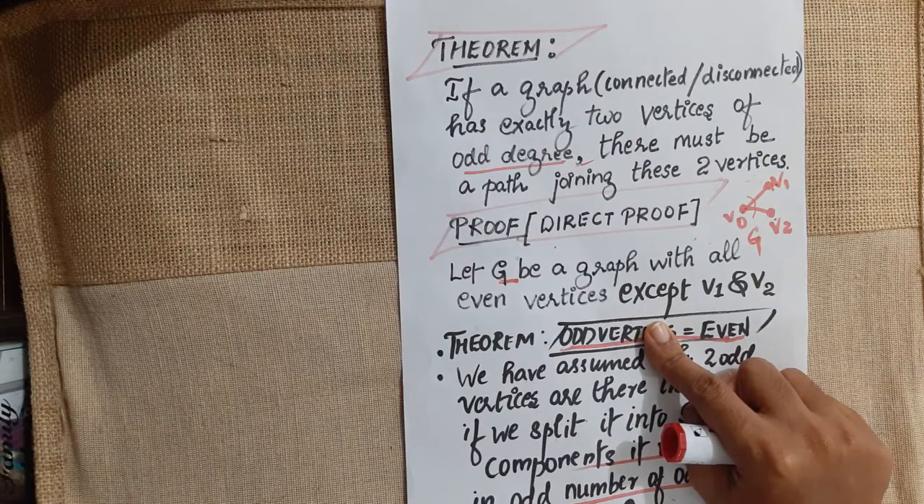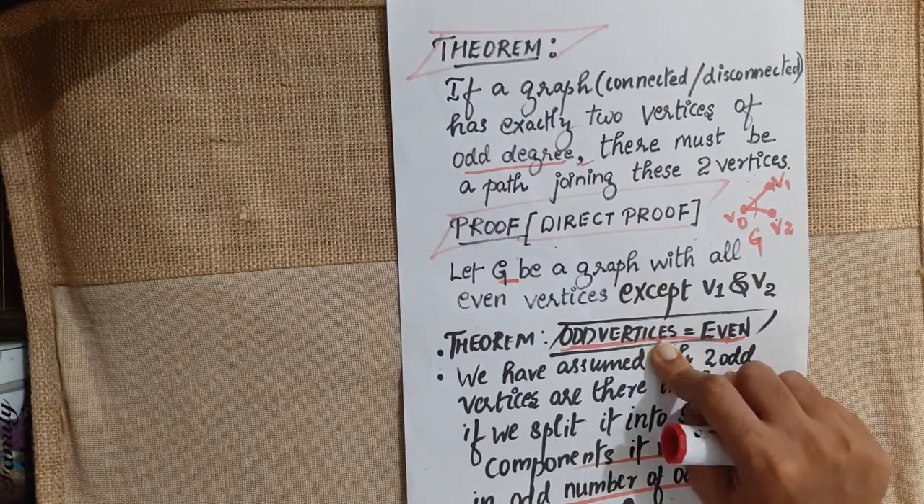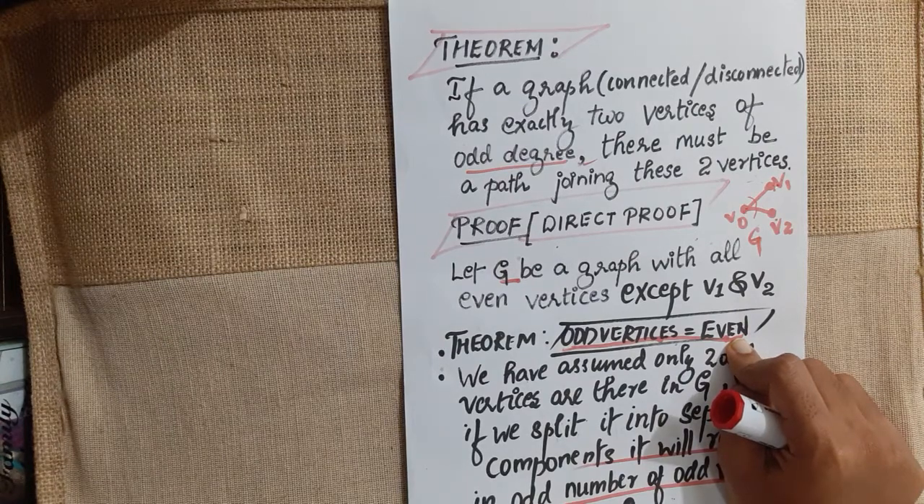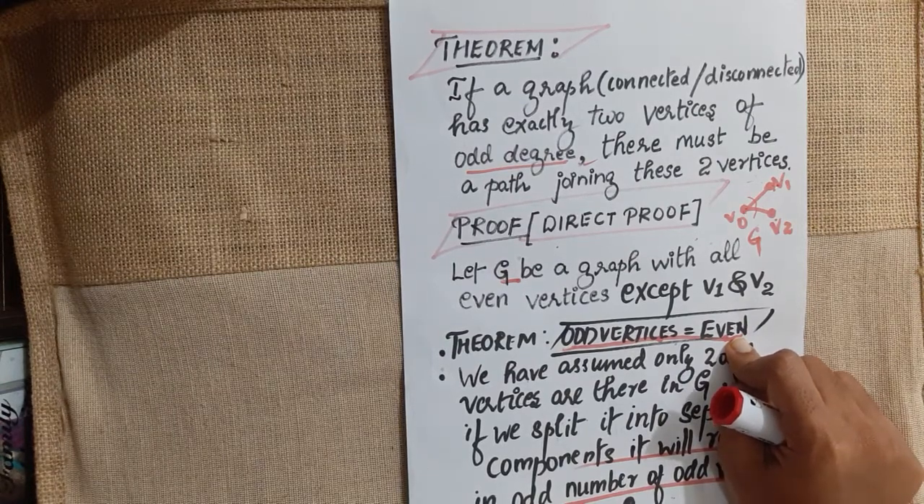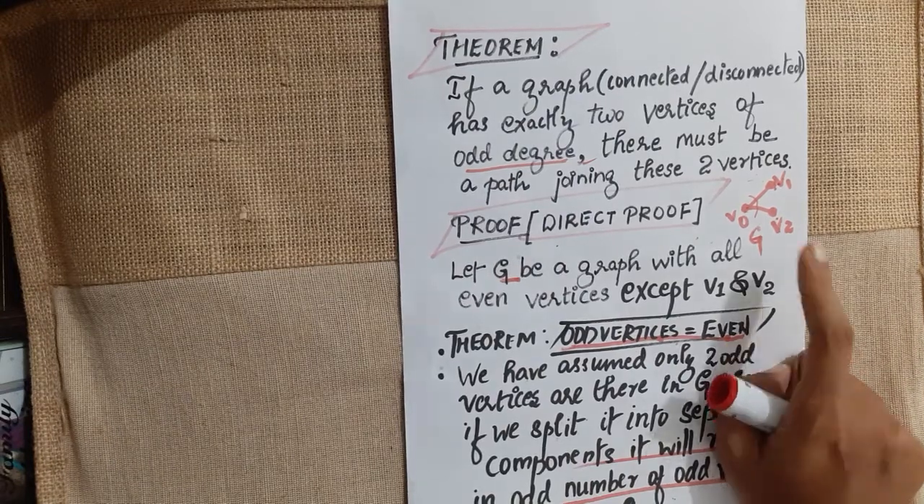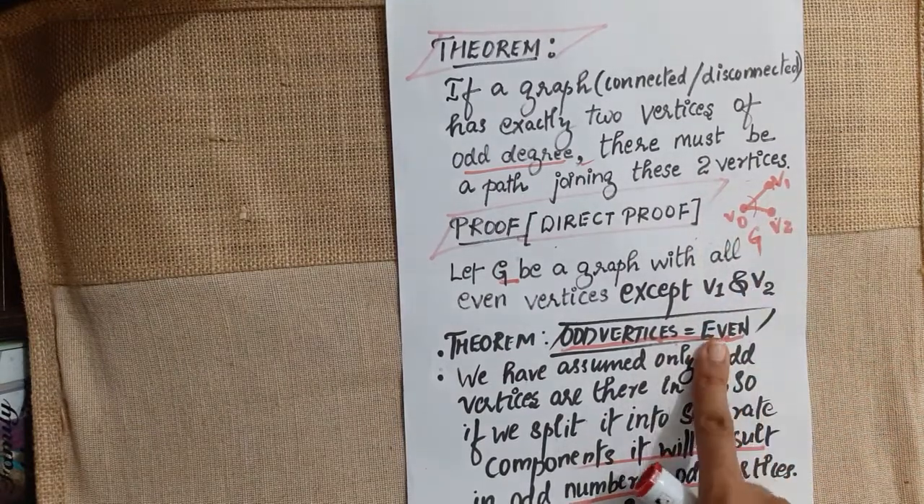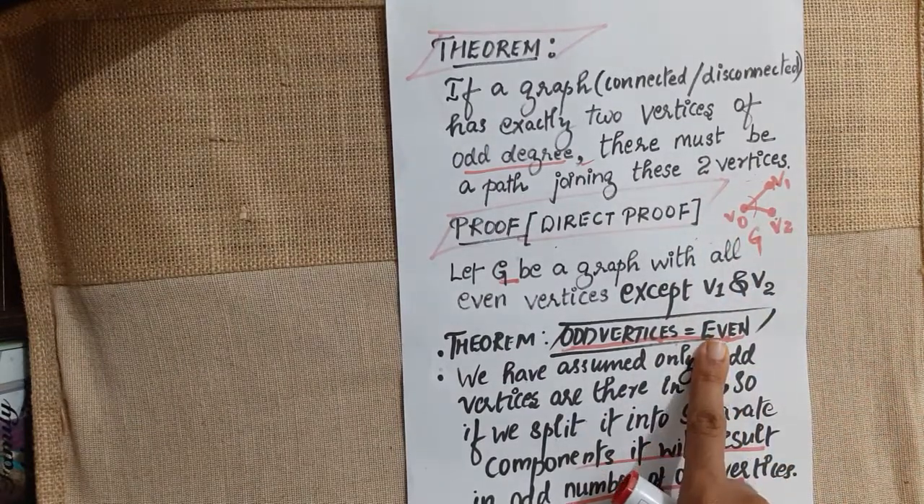Telling it in other ways, depending upon a known theorem stating that the number of odd vertices in a graph is even, in a graph which has exactly two odd vertices, both these odd vertices must belong to the same component. And only then will we definitely have a path connecting these two vertices. If they belong to two different components, it will contradict the known theorem stating that the number of odd vertices should be even in all graphs, including the subgraphs.